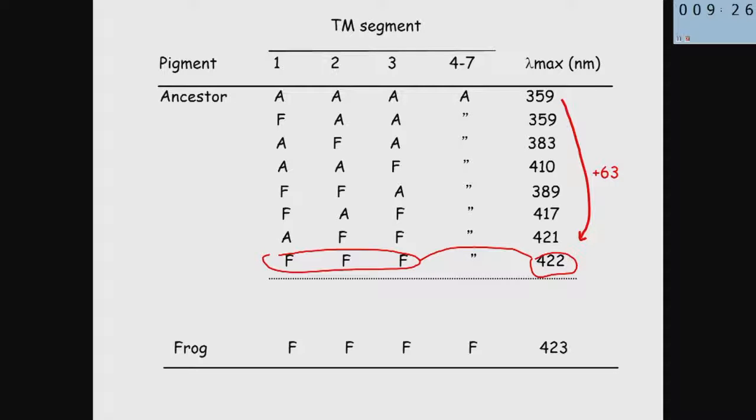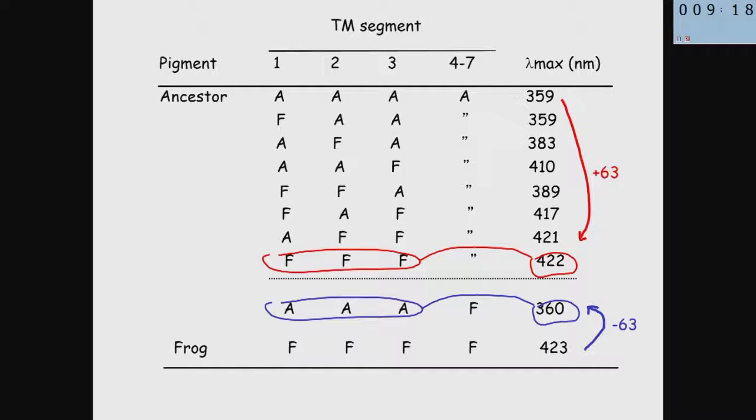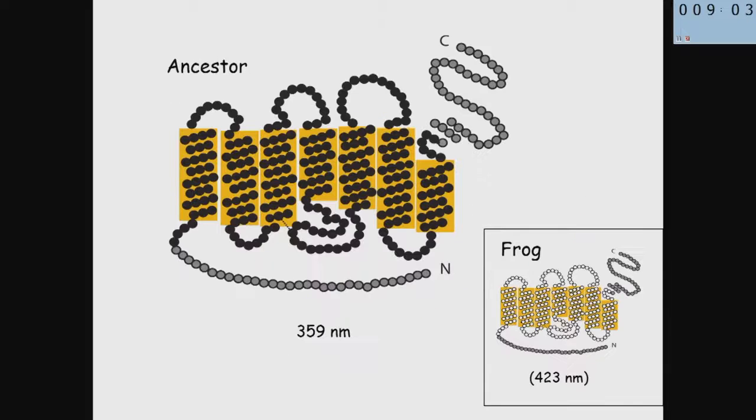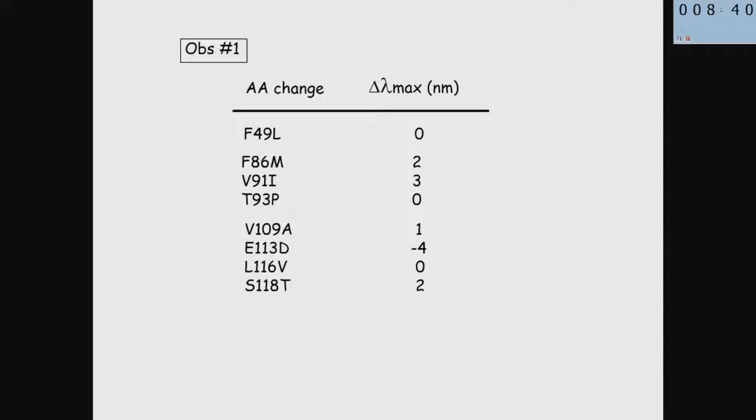On the other hand, if you go backwards, let me see. Reverse experiment, minus 63, you cannot do better than this. So I would conclude, right? Transmembrane 1, 2, 3, again, is important, like human. Oh, it's simple then, right? So ancestor 359, frog 423. Maybe I changed the color here. 359, so we could identify, that was done by Yusuke, 8 amino acid sites that are important to change from ancestor to frog. Three comments. Individual amino acids do not make much difference, but together they shift 63 nanometers.